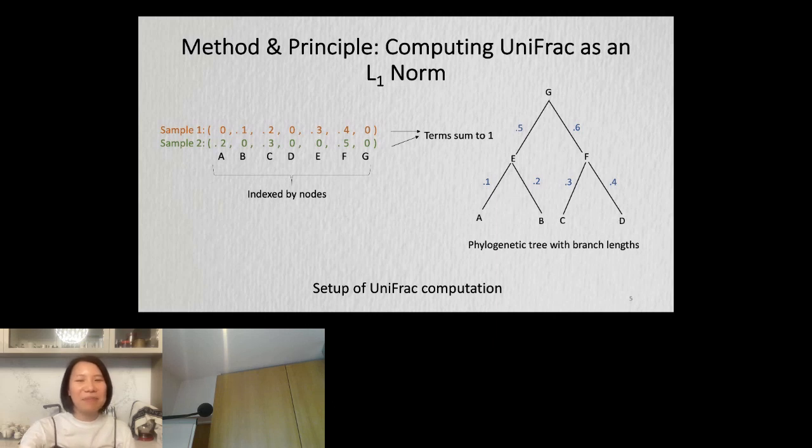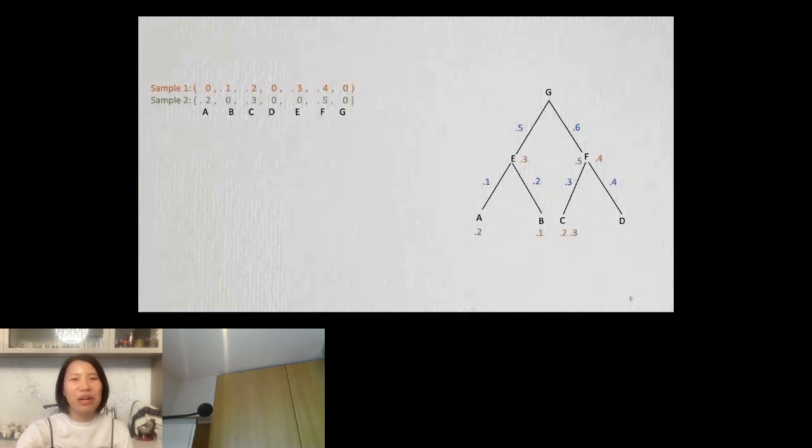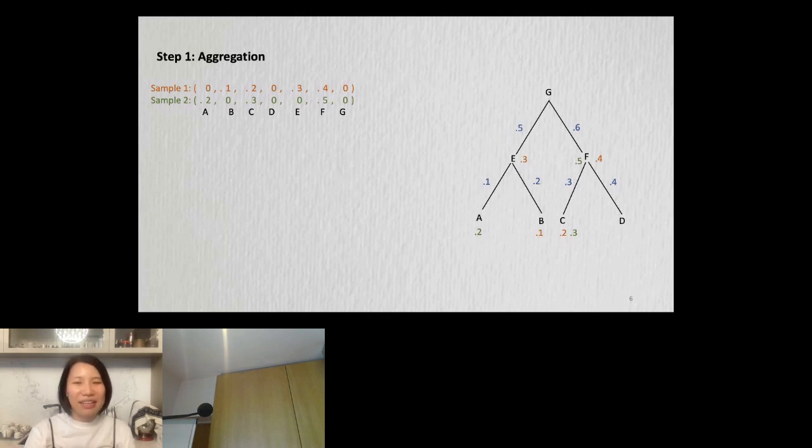So under this setup, this is how we will compute the UniFrac between sample 1 and 2. It's a two-step process, and the first step we call aggregation. We use this example and show a visualization of it. First, we have the relative abundances of the samples assigned to the corresponding positions on the tree. And then, starting from the lower parts of the tree, we will start aggregating the masses up the tree, multiplying by the branch length on the way and adding it to the ancestor, as shown in this simple illustration.